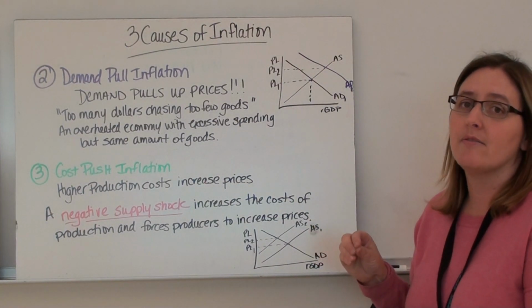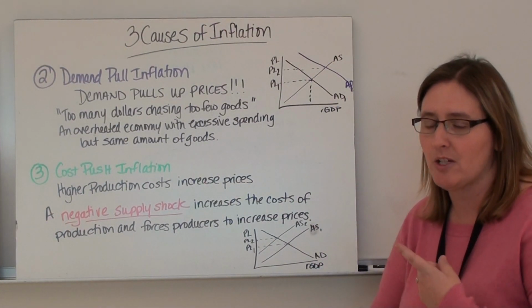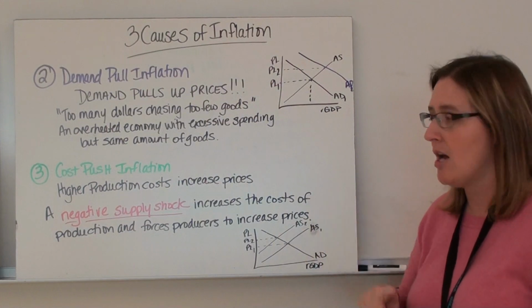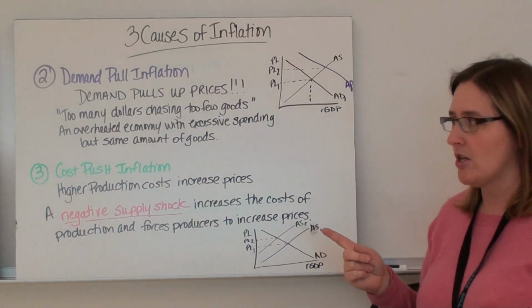So 3 causes of inflation. 1, the government prints too much money. 2, demand pulls inflation up. Or 3, costs push inflation up.